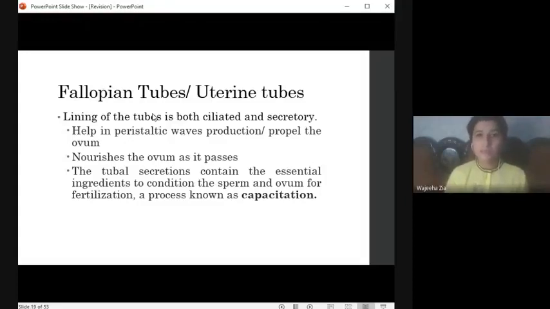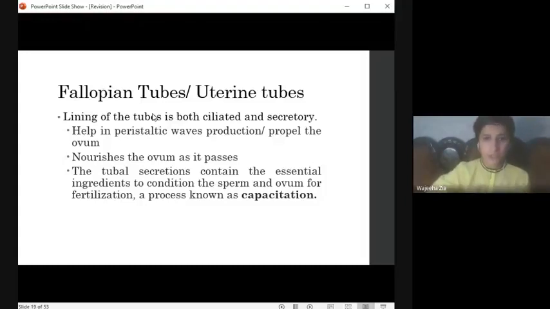Along with these movements, ciliary movements, it also provides the medium for the nourishment of the egg. There are some kinds of secretions, like the exudates, which keep this ovum healthy, along with the sperm. So the fallopian tubes provide a perfect medium for the nourishment and health of the ovum, and if there is a sperm for fertilization, it also provides the best medium for the nourishment of both the ovum and the sperm. That state is known as capacitation.